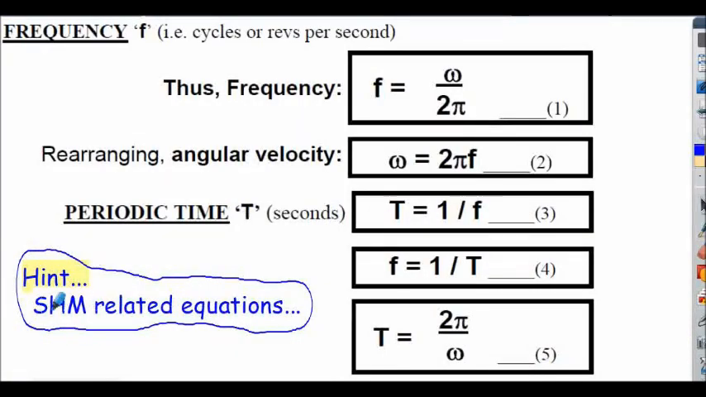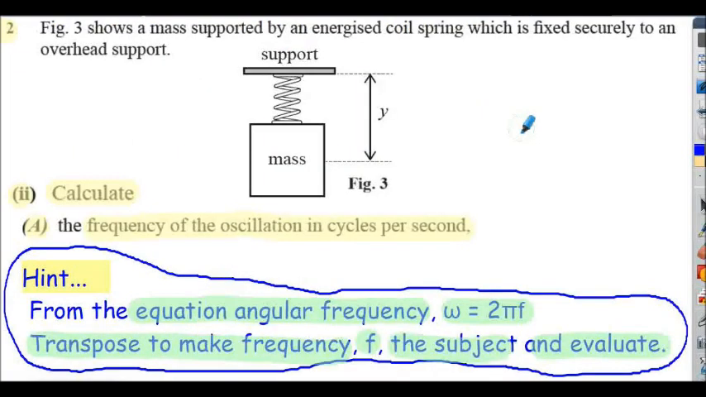For your reference, here are typical SHM related equations, and essentially we're trying to calculate the frequency, which is omega divided by 2 pi. Often the equation is stated in the form of omega is equal to 2 pi f. Full solution shown on the following slide.